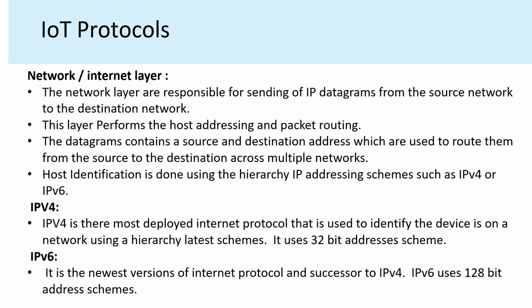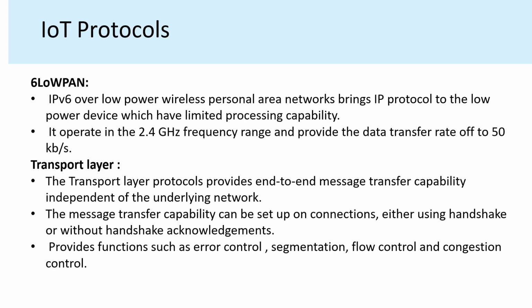IP version 6 is the newest version of Internet Protocol and the successor to IP version 4. IP version 6 uses a 128-bit addressing scheme. IPv6 over low power wireless personal area networks brings the IP protocol to low power devices which have limited processing capability. It operates in the 2.4 GHz frequency range and provides a data rate of 50 kilobits per second.